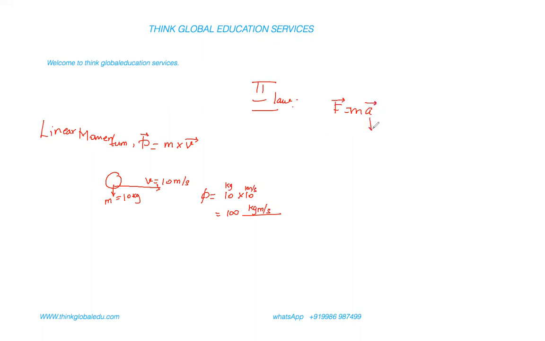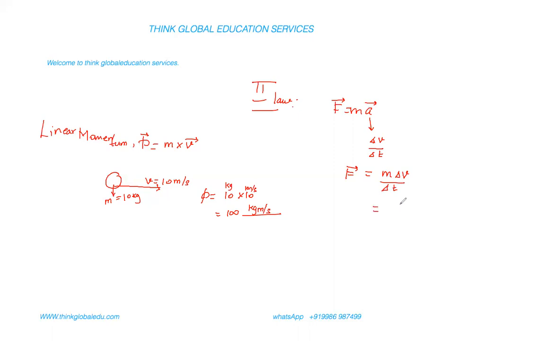And we know the definition of acceleration, which is the rate of change of velocity. So it is represented by change in velocity divided by change in time. Here the symbol delta represents the change. So we can rewrite the second law as F vector equal to mass m times delta v divided by delta t.